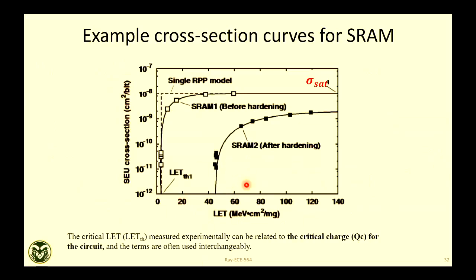This is measured data on SRAM, and the X-axis is the LET of the ions. So there's a critical LET. After this, you can see your cross-section is going up. That means failures are happening, and then there will be a saturation cross-section. After that, basically enough LET. If you change the LET, LET means the energy of the ion. If you're increasing it, you have a higher chance for upset.